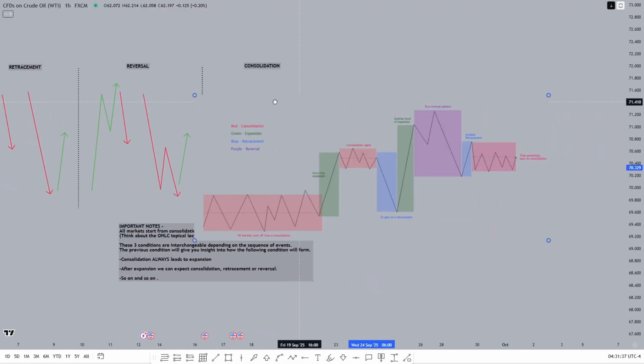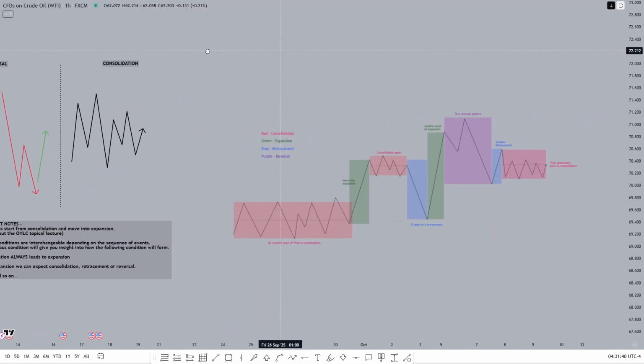So if we move on to now a schematic example over here, we can see that I've drawn out consolidation. Okay, all markets start from consolidation. We move into an expansion, and then we go into consolidation again, followed by a retracement back into this leg of expansion, back into the consolidation, and then we have another leg of expansion followed by our reversal pattern, okay, and then a retracement up into this expansion leg of our reversal, and then we go into potential consolidation.